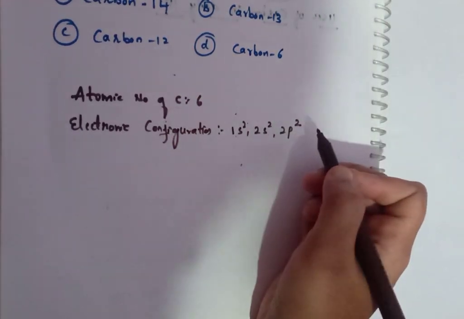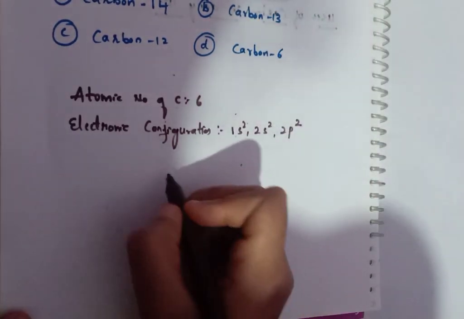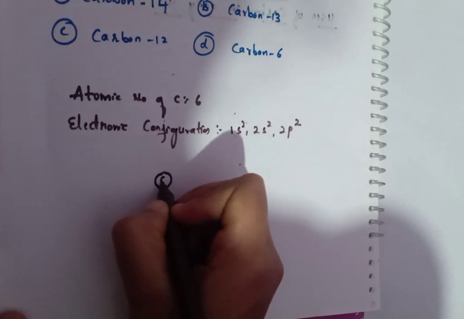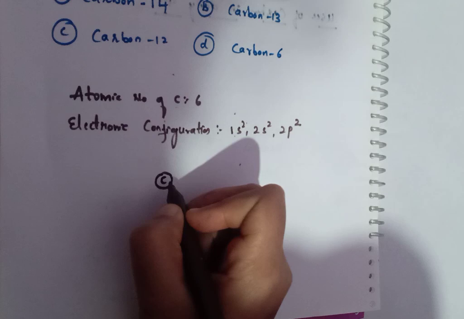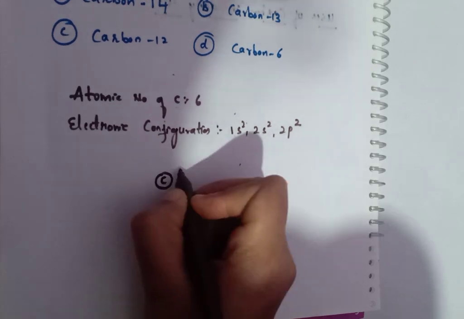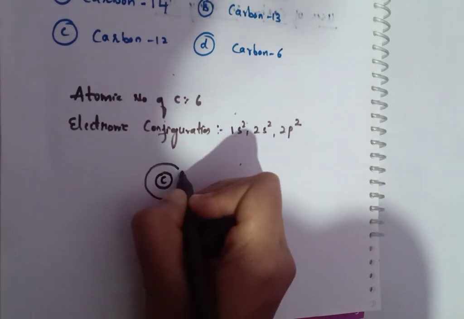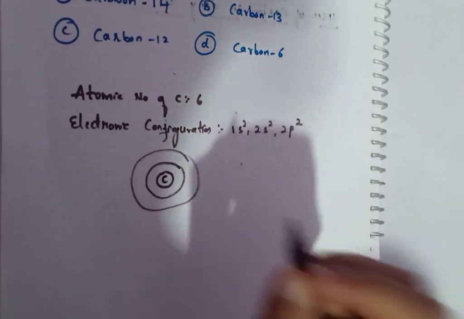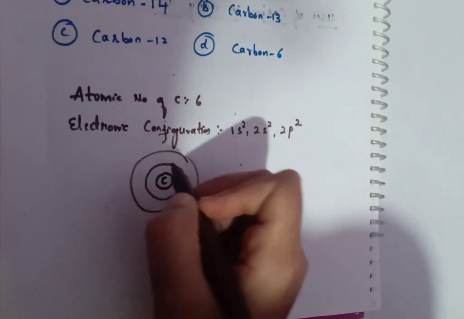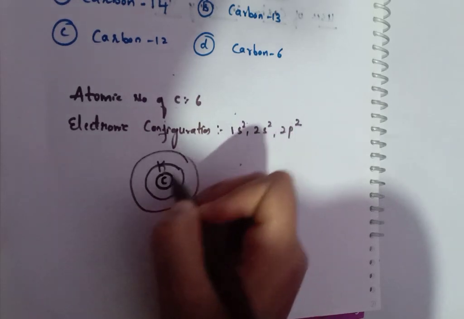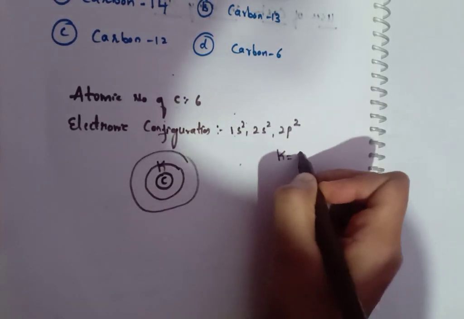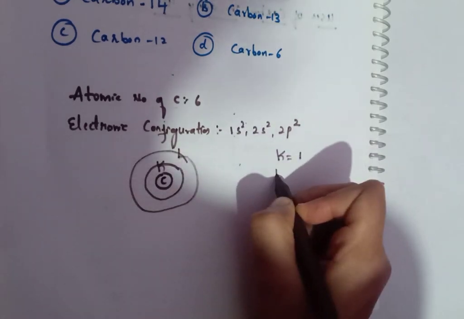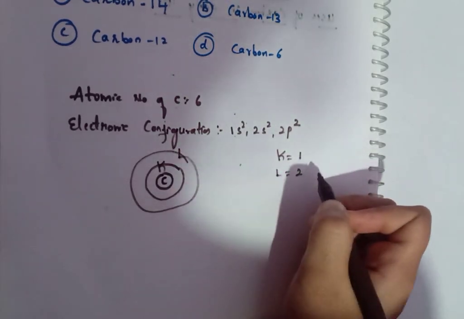Now let's see how this is arranged. Let's consider it as a carbon. Here the nucleus is present, and this is the first shell, and this is the second shell. We all know that the first shell is K, and the value of n for K is 1, and the second shell is L, and the value of n for L is 2.